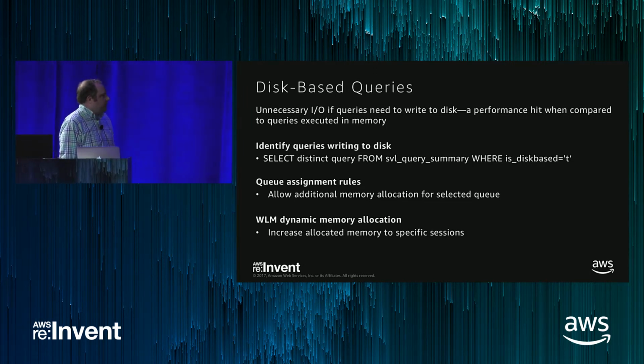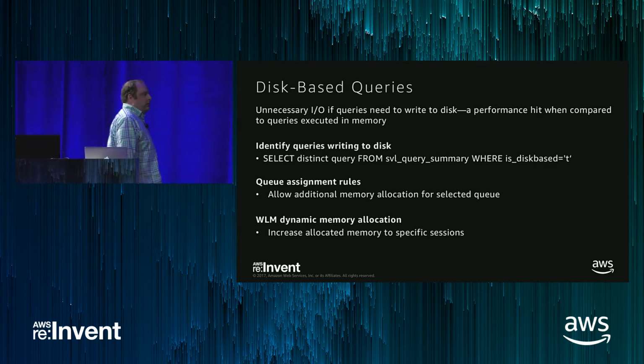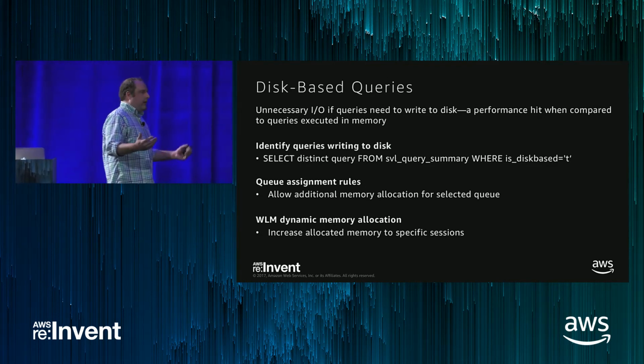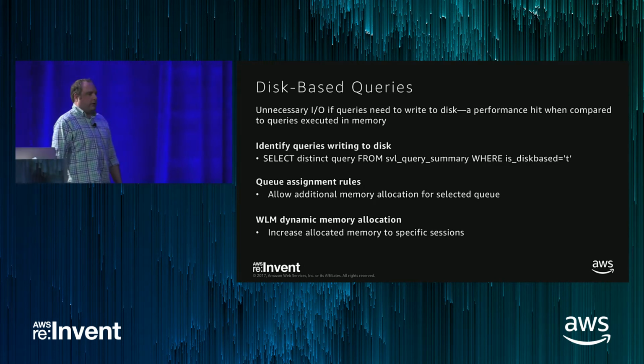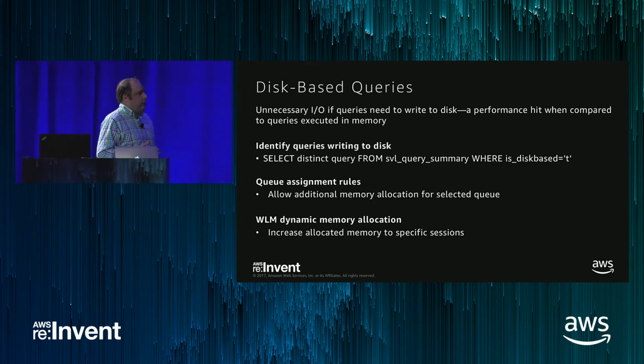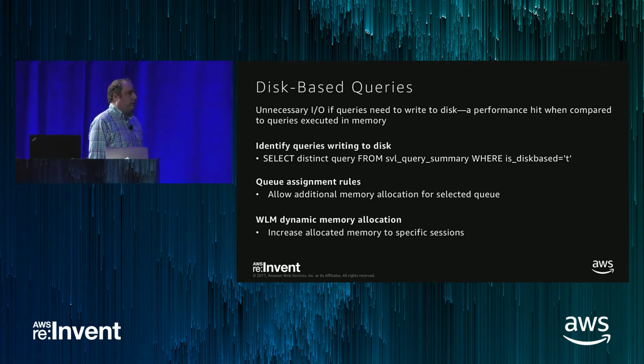And then there's dynamic memory allocation you can do, so you can increase memory on specific queues for specific sessions. If you have an end-of-year or end-of-quarter report that's using more resources than necessary, you can tweak that on the fly without having to restart the cluster. You can also add new queues to WLM. The only problem is if you add a new queue, you'll have to restart the cluster.